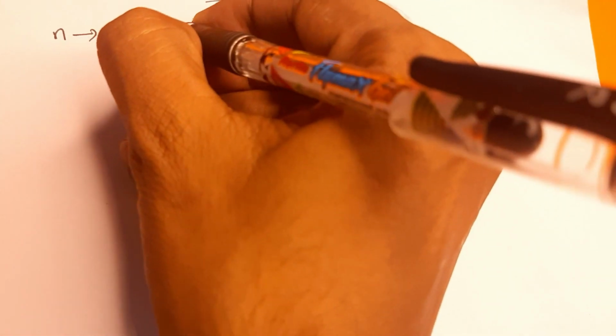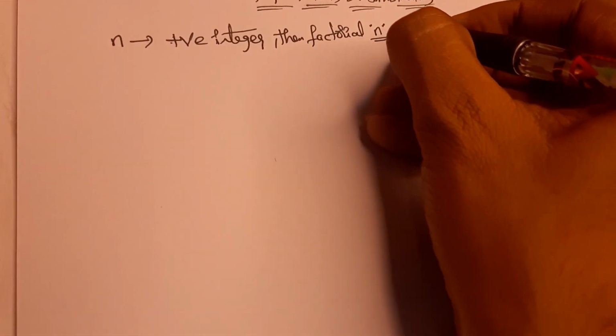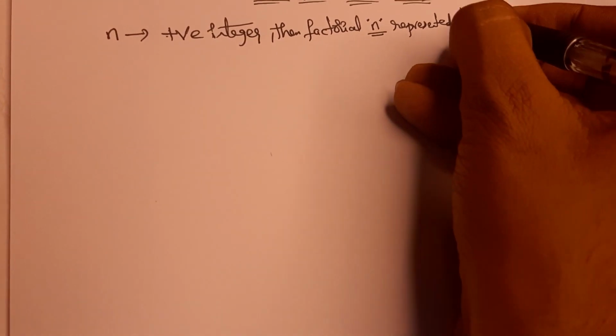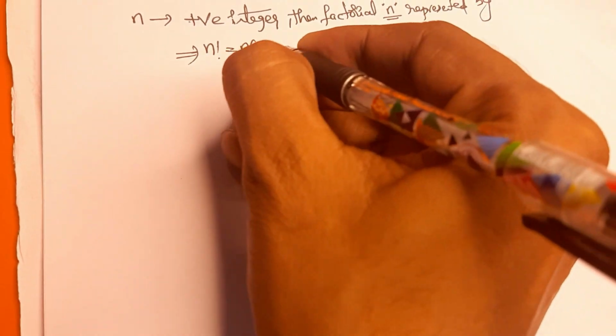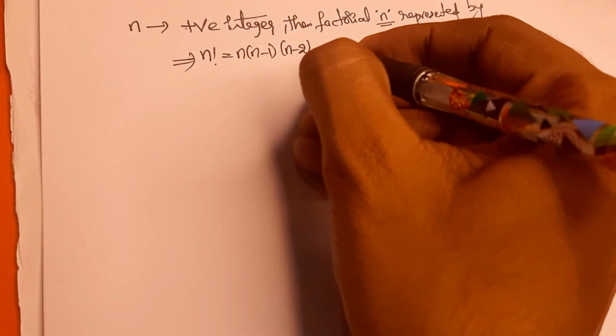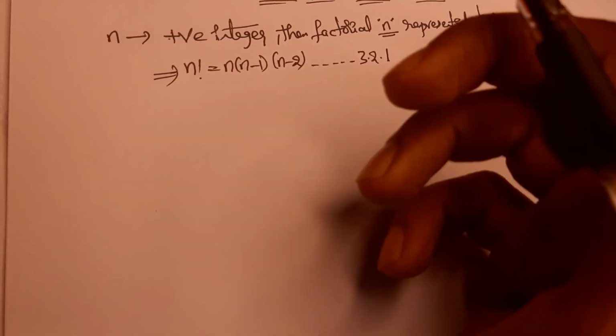If n is a positive integer, then n factorial is represented as n!. The formula for n factorial is n into n minus 1 into n minus 2, and so on, down to 3 into 2 into 1. This is the formula for n factorial.